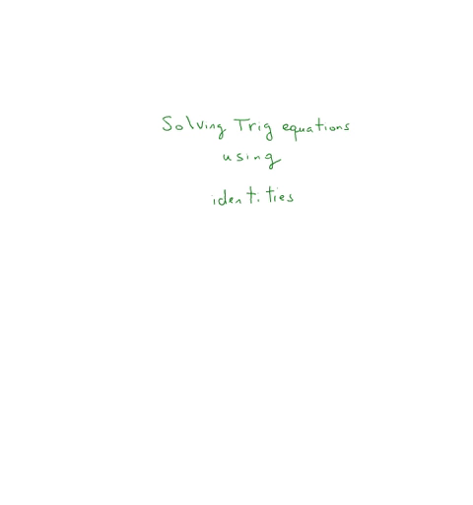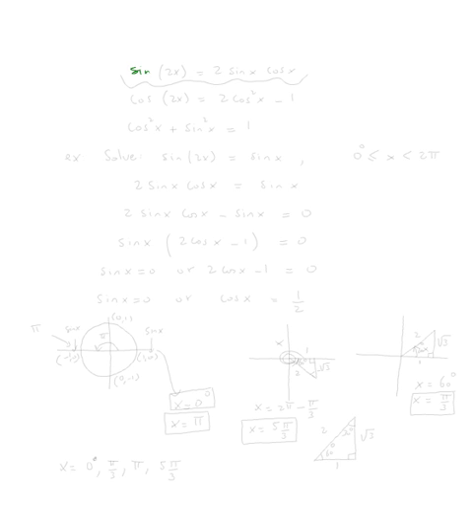Solving trig equations using identities. First, we will be writing the identities we're going to be using for the next three examples. The first one is sine of 2x is equal to sine x cosine x. And then cosine of 2x is equal to cosine square of x minus 1. And then cosine square of x plus sine square of x is equal 1.